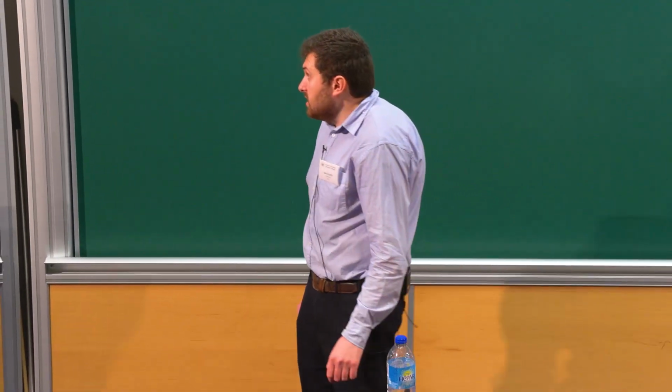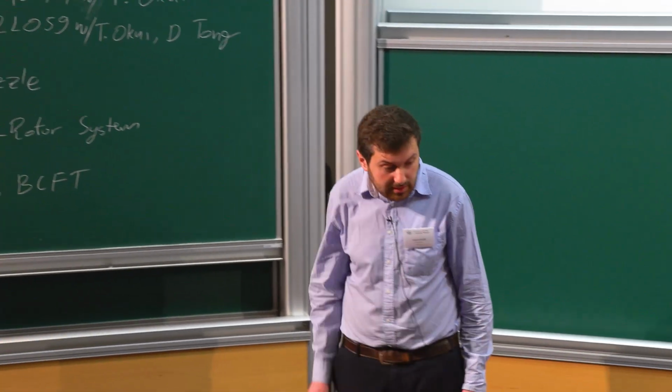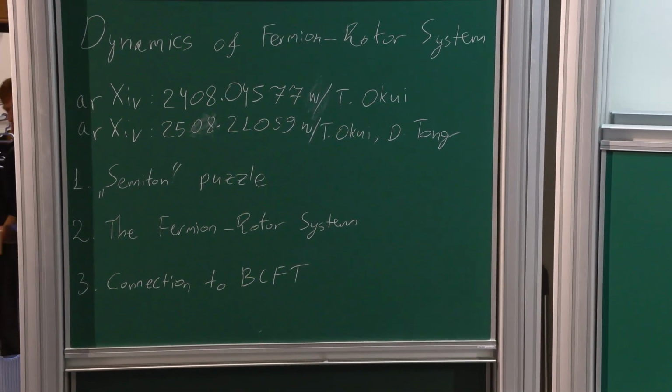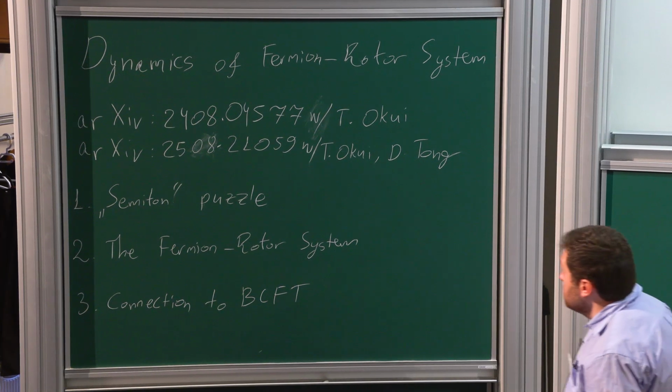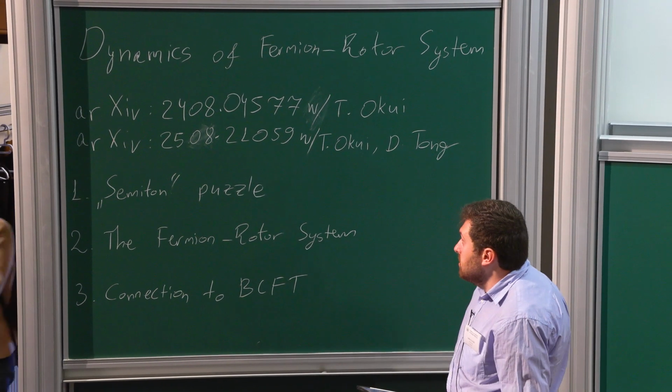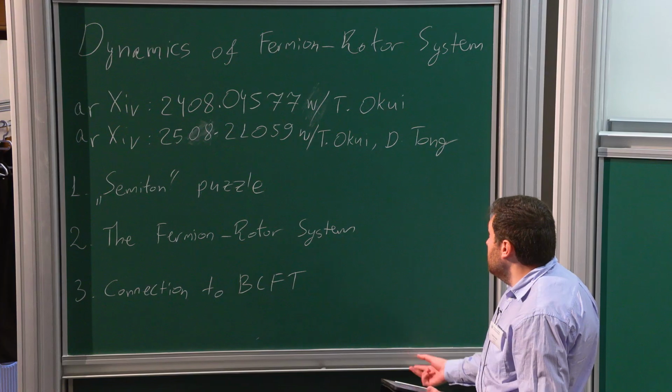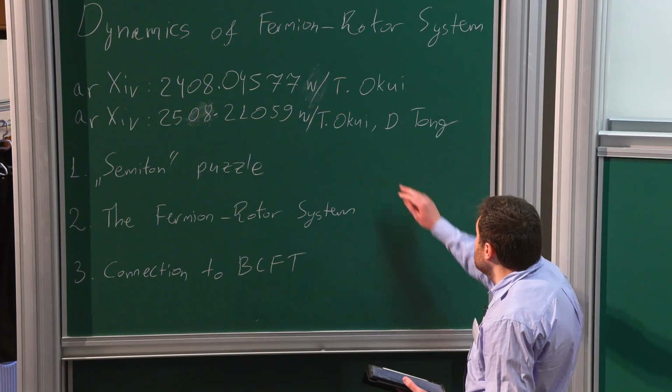Today I will continue the discussion about monopole fermion scattering and the Callan-Rubakov problem. My talk will be based on two papers. First, posted about 2 years ago in collaboration with Takeo Ogui, and second, this summer in collaboration with Takeo Ogui and David Tong.